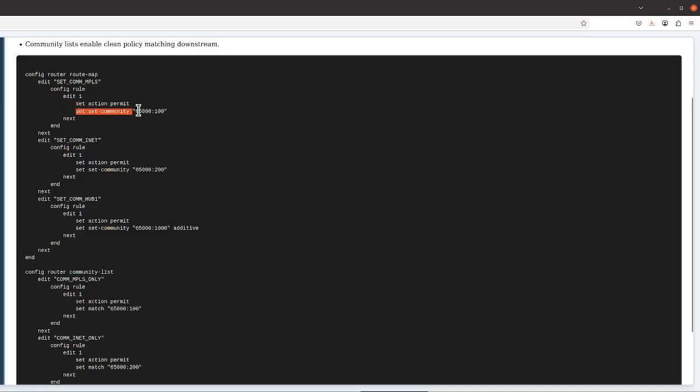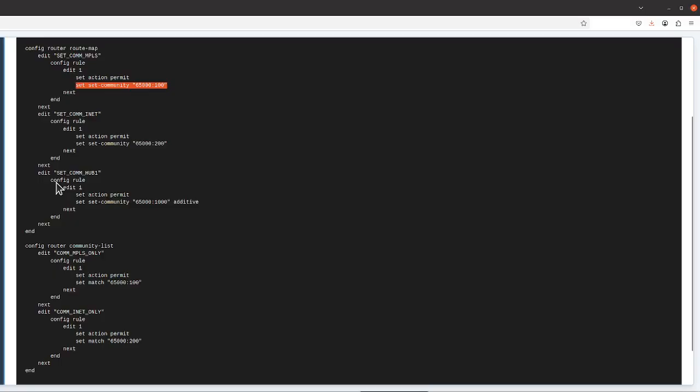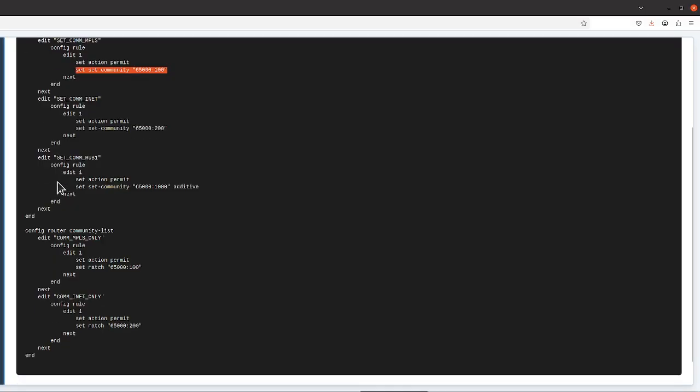The set community 65000:100 applies BGP community 65000:100 to every matching route. The community format is two 16-bit numbers separated by a colon, where convention says the first number is the local AS and the second is a meaningful tag value. Here 100 means this route was learned over MPLS transport.